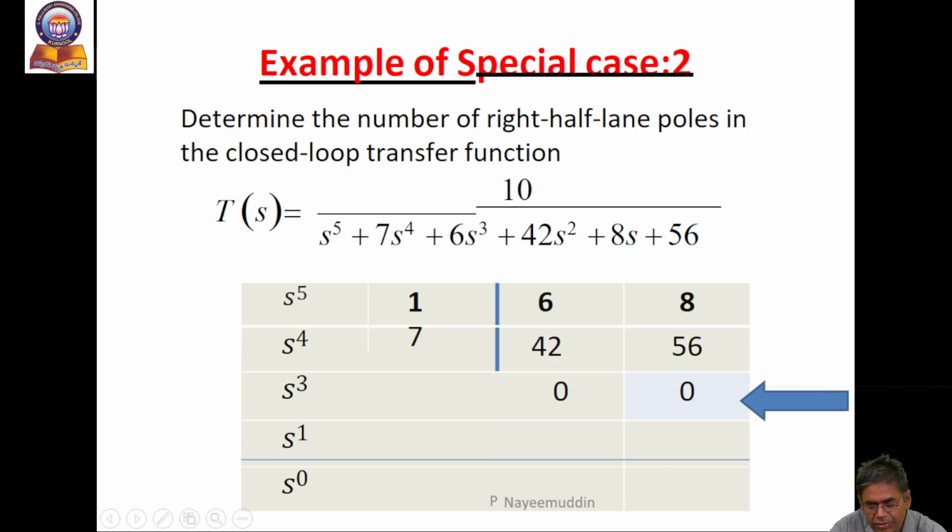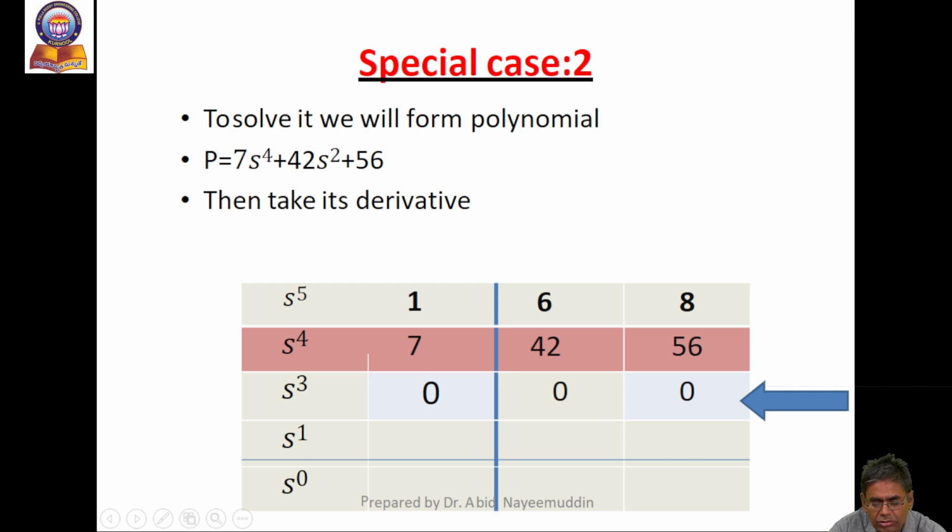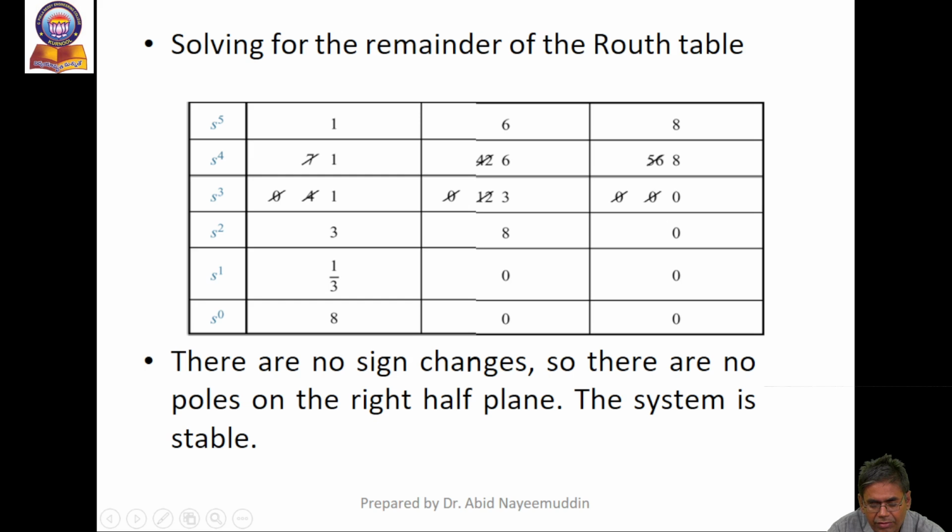By observing this problem, s power 5, 7s squared, 6s cubed plus 42s squared plus 56. In the s cubed row, all the elements are 0. Then go for the auxiliary polynomial A(s) equal to 7s to the power 4 plus 42s squared plus 56 equal to 0. Take its derivative. Then the derivative coefficients are 28, 84, 0. Then replace those elements and follow the same procedure.